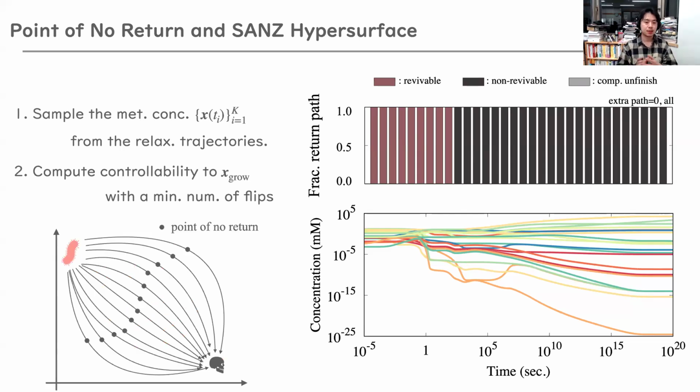As a demonstration, I show the controllability computation for a single trajectory, but of course we can do the same thing for a number of different trajectories. Schematically, we have something like this. For all the trajectories going to the dead state, we have a single point of no return for each trajectory. Then connecting those, we can separate the phase space into the living state and the dead state. This surface separating the living region and the dead region, we call the separating alive and non-life zone. As an abbreviation, we call this a Sanzu hypersurface.